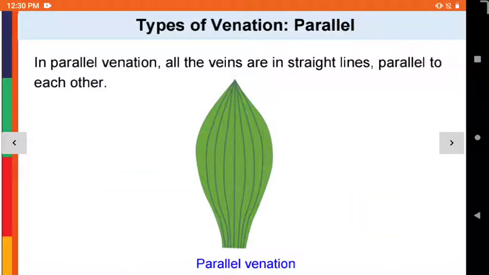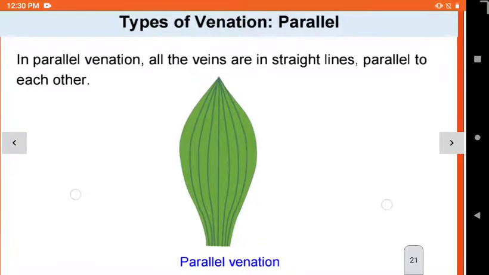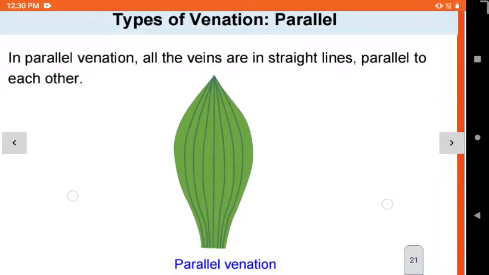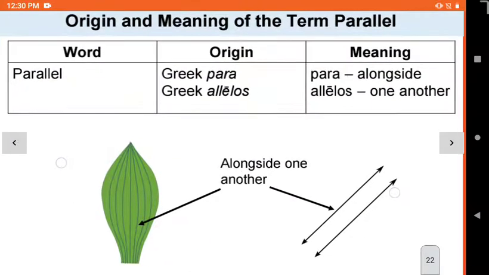Next type is parallel. In parallel venation, all the veins are in straight lines, parallel to each other. We can call parallel venation. So parallel means straight, alongside. Para means alongside and allos means one another.